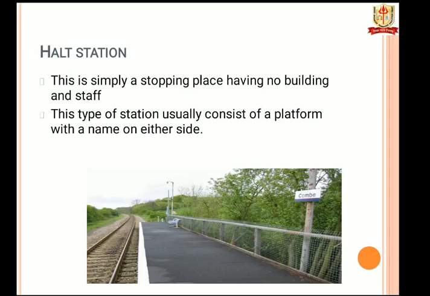So first type is halt station. This is simply a stopping place having no buildings or staff. This type of station usually consists of a platform with a name on either side, having no buildings and staff. Sometimes a small waiting shed is also provided, which also serves as a booking office. There are no yards or station buildings or staff provided for such a type of station.